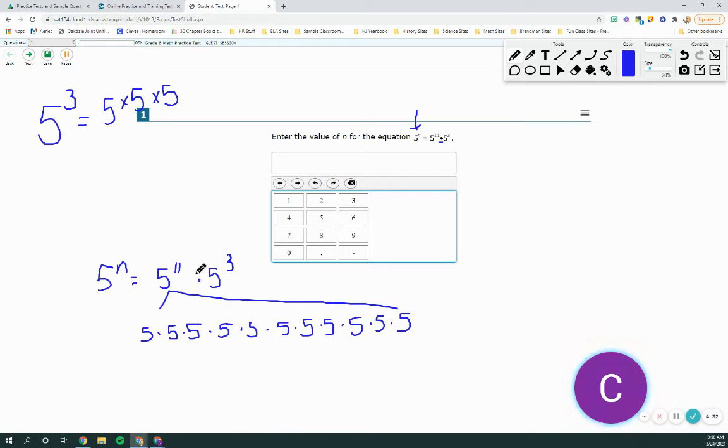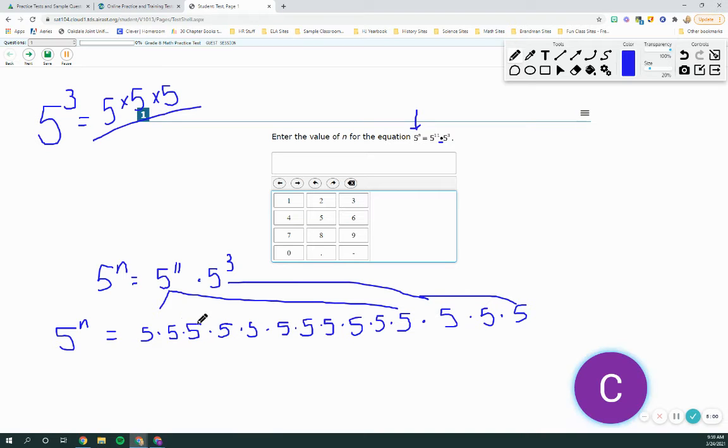And then we can't forget about this times button right here. So times, and then 5 to the 3rd power, like we already talked about in expanded form, is 5 times 5 times 5. So 5 times 5 times 5. Okay, so 5 to the 3rd is 5 times 5 times 5. So 5 to the n equals all these 5s times each other.